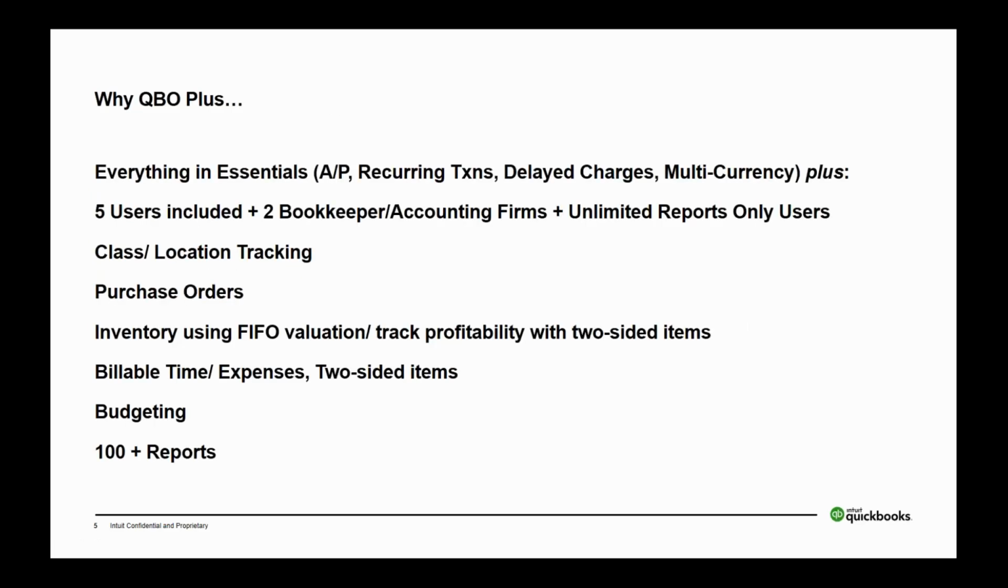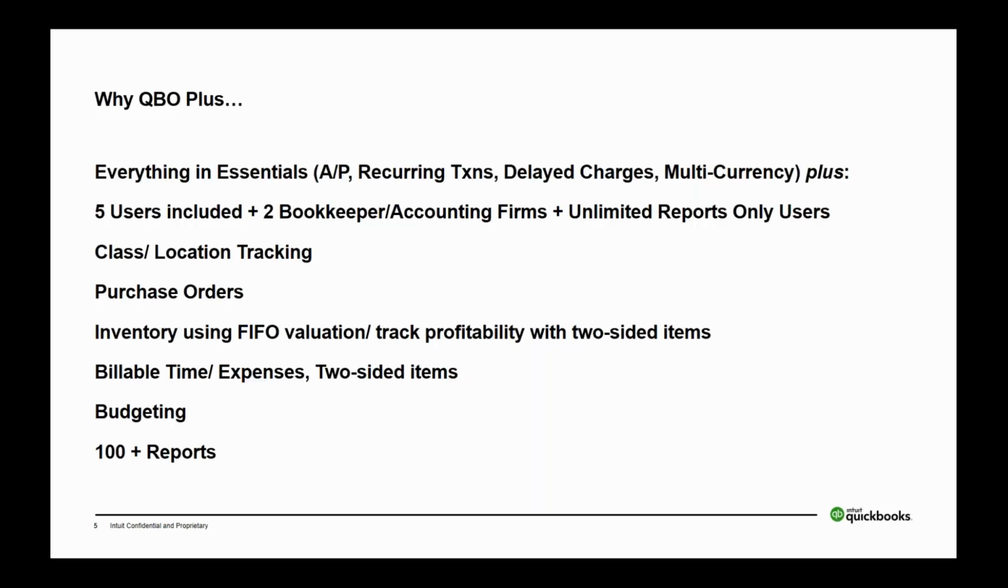So QBO Plus, I'm actually going to be in that file for the next 55 minutes, right? Or I think this one goes 75 minutes, so the next 70-ish minutes. It has everything in Essentials because you might have a lot of clients on Essentials. And Essentials is where you start tracking accounts payable, recurring transactions, the delayed charge form, which is like a non-posting sales form that can go to an invoice, right? It's not really an estimate. It's just another non-posting sales form you could use. Multi-currency, all those start with Essentials.